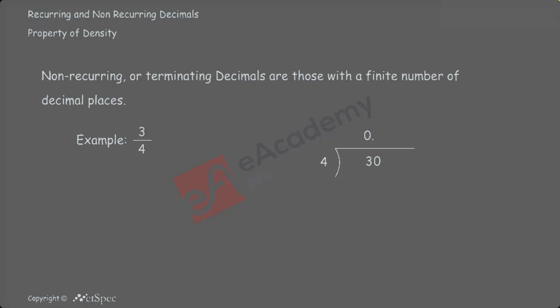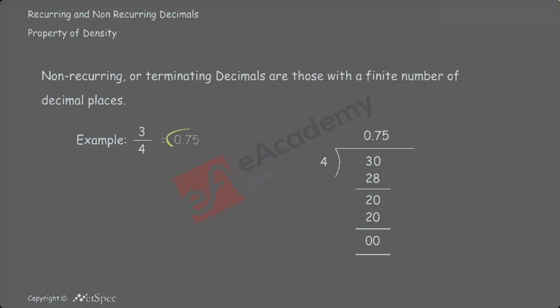So now, the dividend becomes 30. 4 sevens are 28. So, we have a remainder of 2. Again, we add a 0 to the dividend. So, we get 20. Here, 20 is exactly divisible by 4, as 4 fives are 20. From this result, we can see that the remainder is 0.